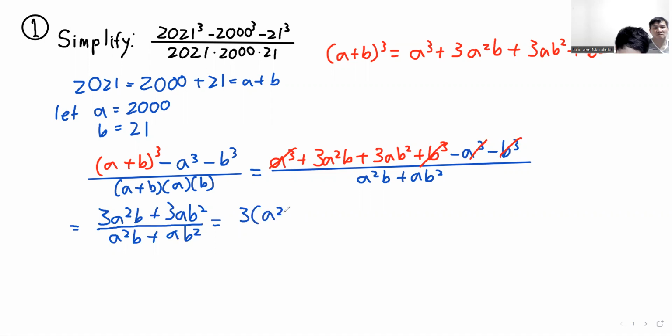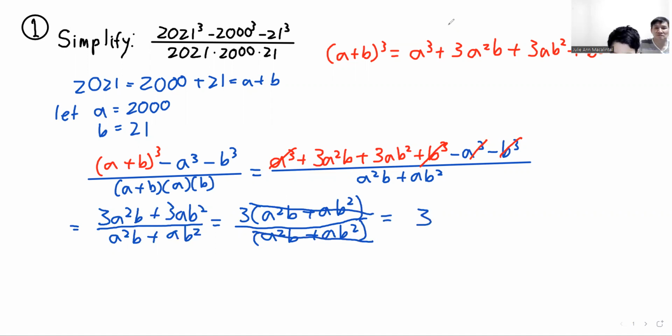So we can factor out three, and then we can cancel this expression, not a polynomial. So we just simply end up with 3. This is the final answer. Such a big fraction just ends up with 3. Yes, I think that's correct. Yes. Now the next problem.